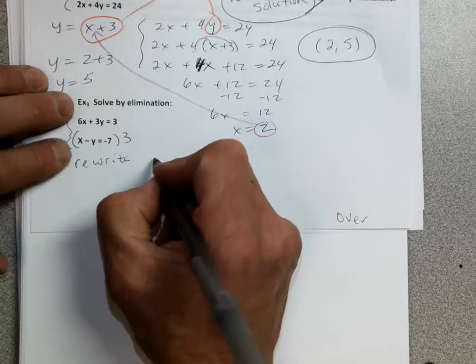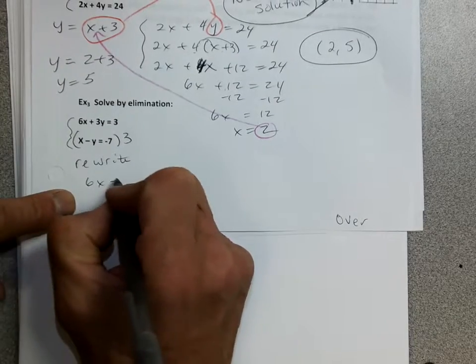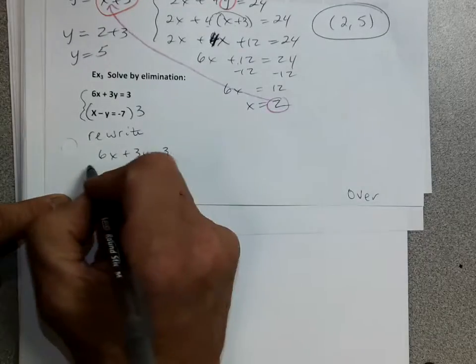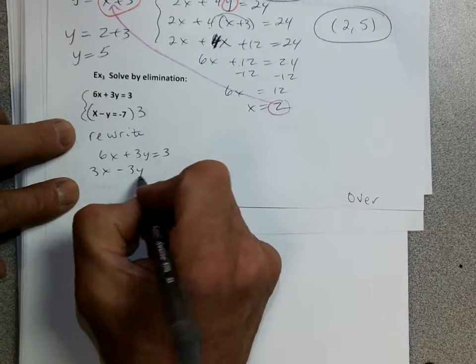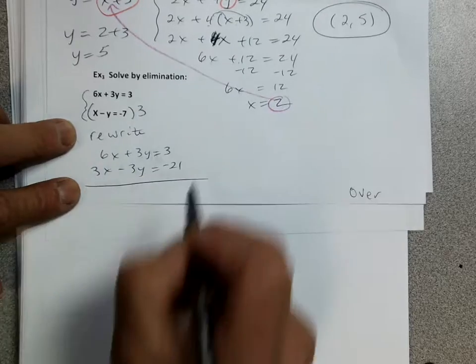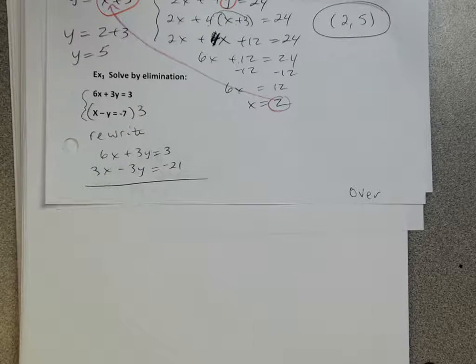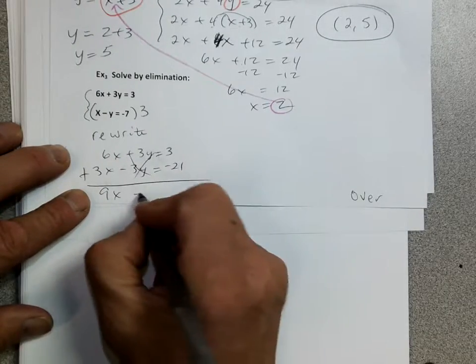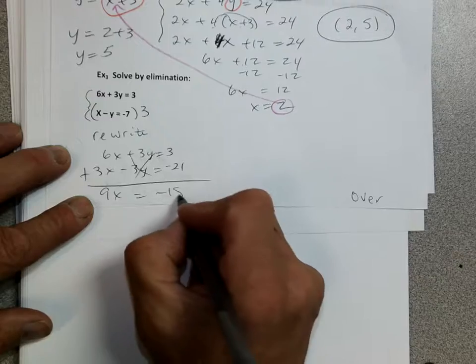So if I rewrite, I'll have 6x plus 3y equals 3. But the second equation becomes 3x minus 3y equals negative 21, okay? The whole point is to eliminate. It's called the elimination method. I call it the multiplication addition method because I multiply through and then add, but it will eliminate it, won't it? So if I add them together, I'll get 9x, cancel, cancel, equals negative 18, right?